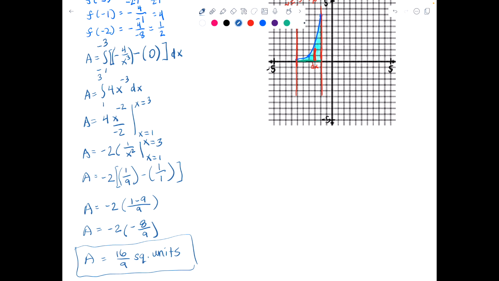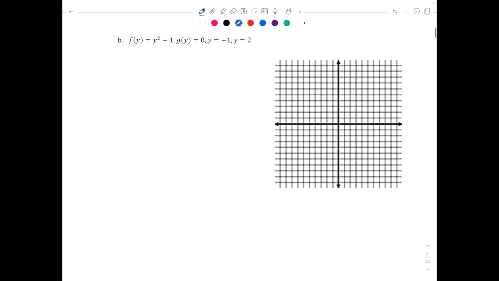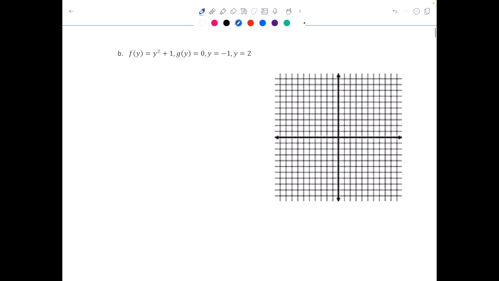Next up, I always liked these problems. Fun math. All right, so next up we have an f of y. So f of y is like saying x equals, right? So if you're more comfortable, you could write it like that. So we have sort of a clue here. We have these horizontal lines, right, that are going to serve as limits.